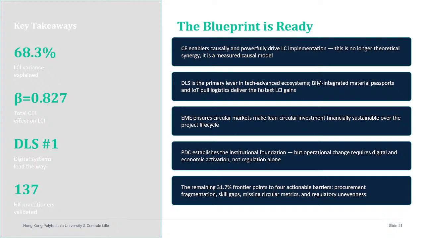Okay, this is the final slide. As we can see here, circular economy is causally powerful and drives lean construction implementation. The first enabler is the digitalization lifecycle system because it's the primary lever in the ecosystem. After that, the economic market is second because it makes the linear-to-circular investment financially sustainable. Number three, the policy establishes the institutional foundation. The remaining 31.7% of the model is 24 actionable barriers related to procurement fragmentation, skill gap, missing circular economy, and regulatory unevenness. Thank you.